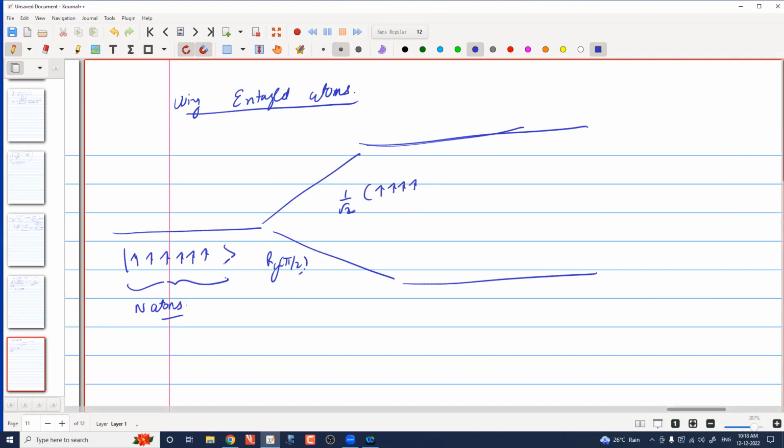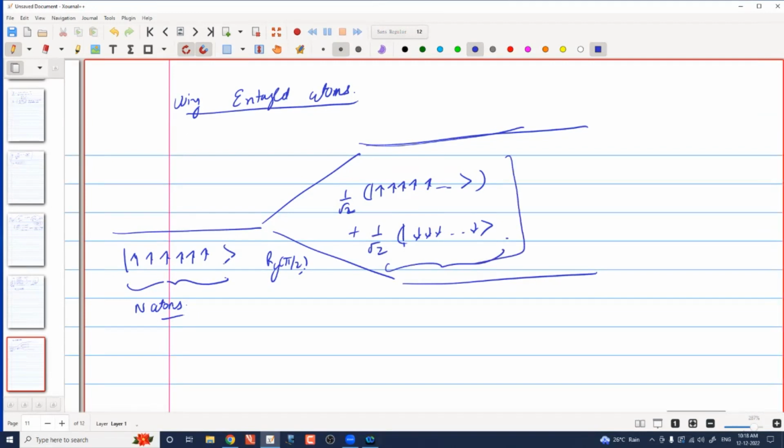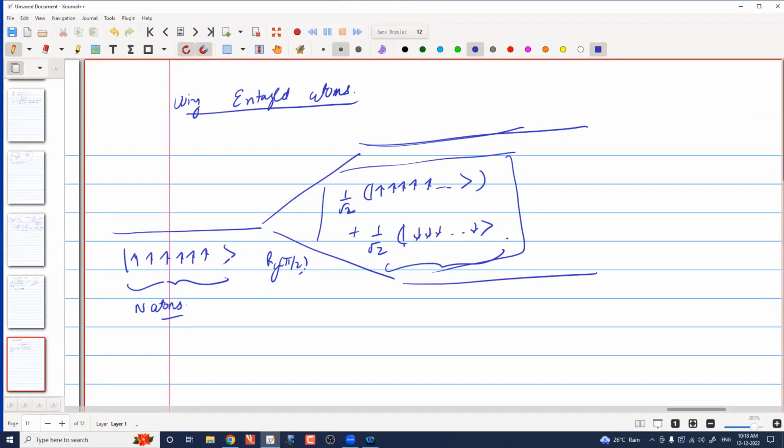So I get a superposition of n upspins plus a superposition of n downspins. This state is also called a Schrodinger's cat state. If I manage to create a coherent superposition of n atoms in upspin and n atoms in downspin, you can view this as the cat being alive and the cat being dead. It's a superposition, all up or all down. And now I have the same Hamiltonian, which acts on each spin, each atom.